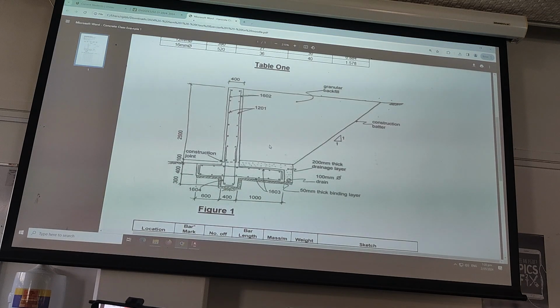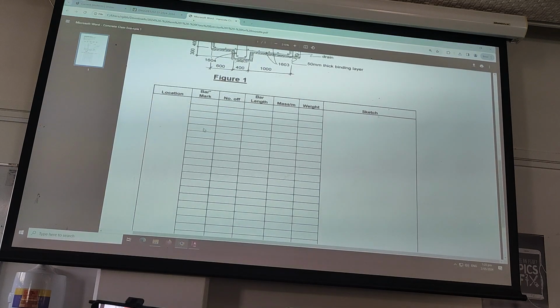Okay, so any idea where that goes here? How do we do this in terms of the figure 1 below? Do we put the length of that bar at 2450 under location, under bar mark, under number off, or bar length, or mass per metre, or weight, or sketch? Bar length. Bar length is correct.